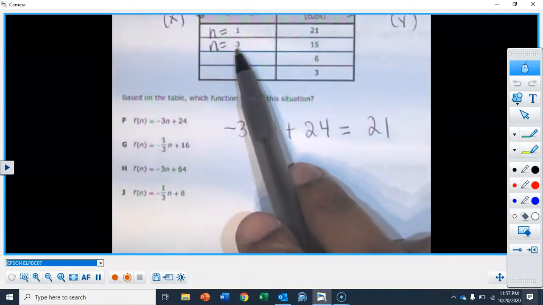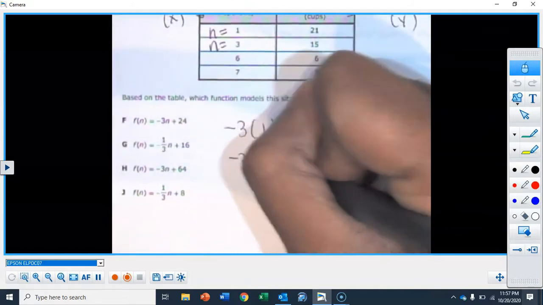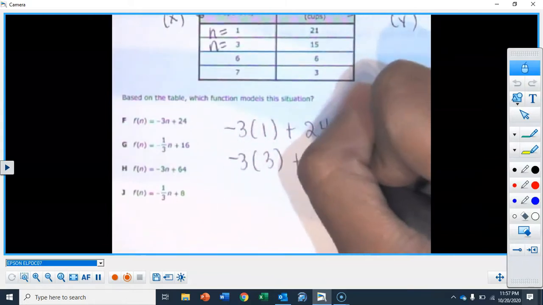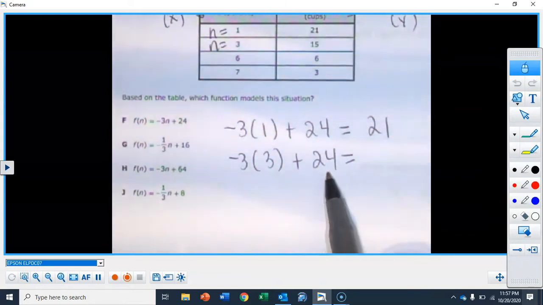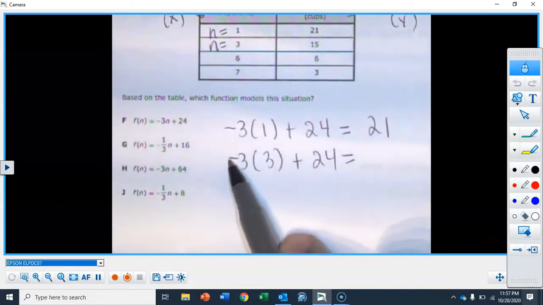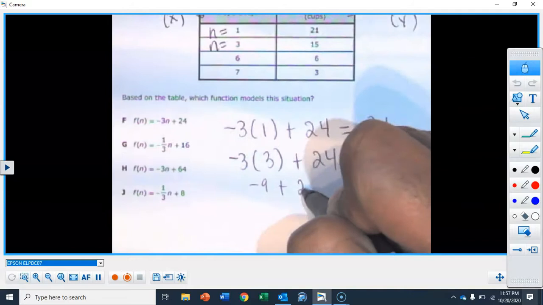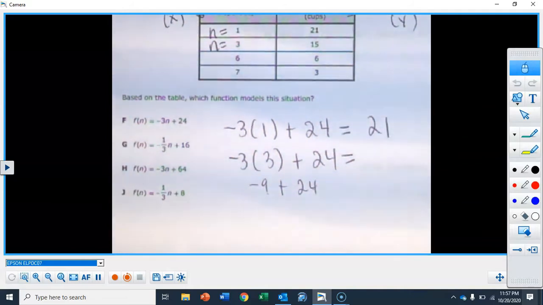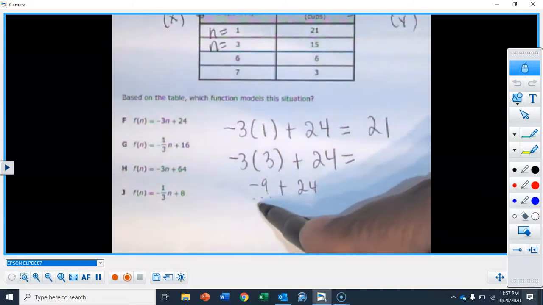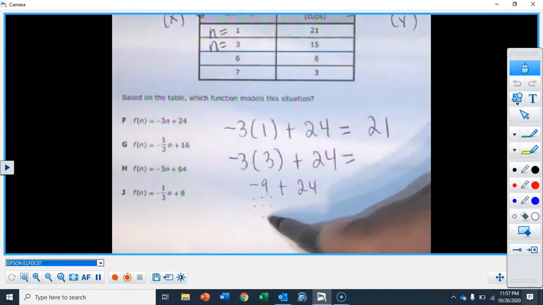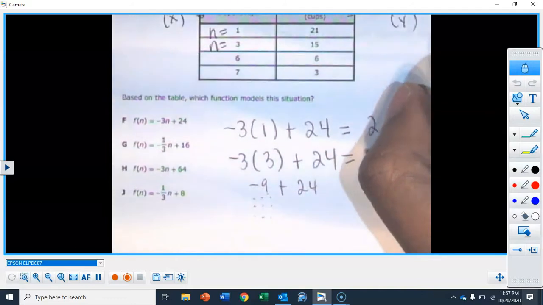So let's try another one. Let's try when n is 3. -3 times 3 plus 24. So then the question is 24 minus, this is -9, right, guys? So we got -9 plus 24. We're going to subtract, keep the sign of the bigger number. And yes, 15, 16, 17, 18, 19, 20, 21, 22, 23, 24. So this is a positive 15.